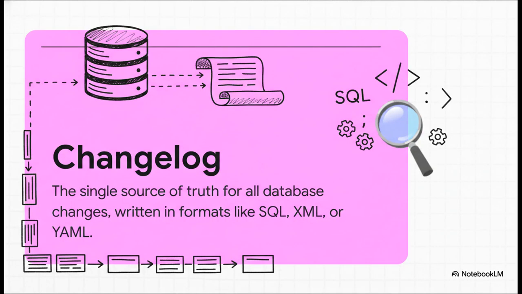And the absolute heart of this whole thing is something called the changelog. Seriously, think of it like the constitution for your database. It's the one and only source of truth that lays out every single change, making sure your database schema is always in a state you know and can trust, because it's all version controlled.